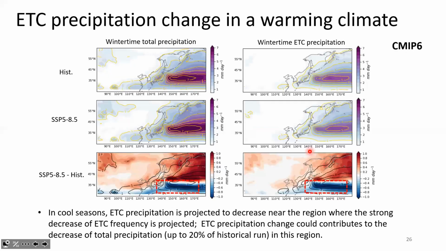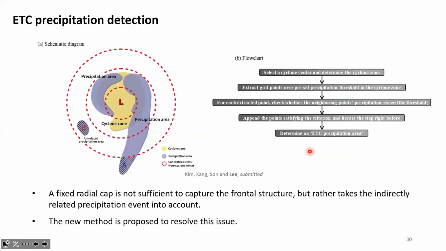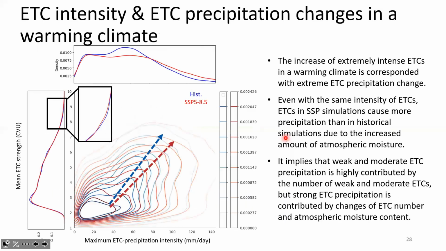So, is this the annual average or for a particular season? These results are all annual means. But I found these annual mean results are very robust throughout all months, so I can show you. This is the seasonal dependence of the annual results. Left and right are the future change of cyclone frequency and intensity of East Asia. So you can see the red dots. Throughout all months, you can find a reduction of cyclone frequency and weakening of cyclone intensity.